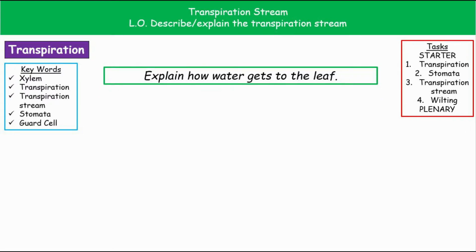Thinking about what we've done in our previous lesson on those transport tissues in plants, and thinking about the structure of plants and the work we did right back at the beginning of B2, see if you can have a go at explaining how water gets to the leaf. And I want you to start with water in the soil and then give as much detail as you can on how it gets from the soil to the leaf and leaves the leaf. So I'm going to give you about 3 minutes to have a go at this.